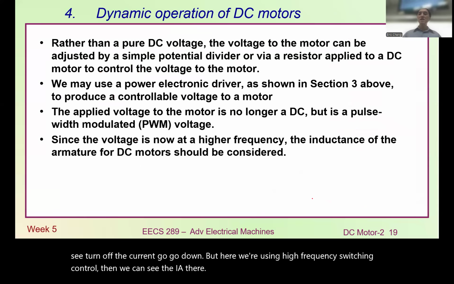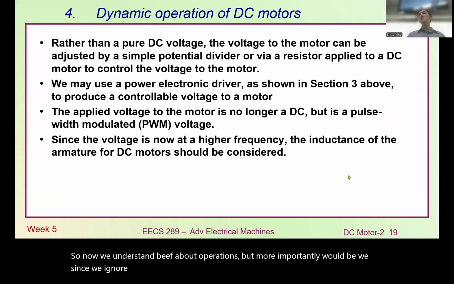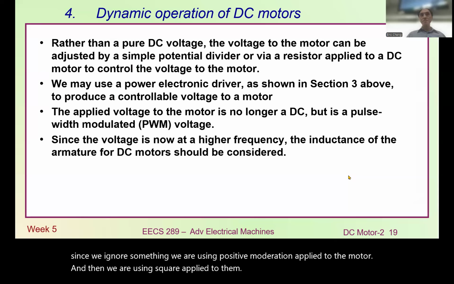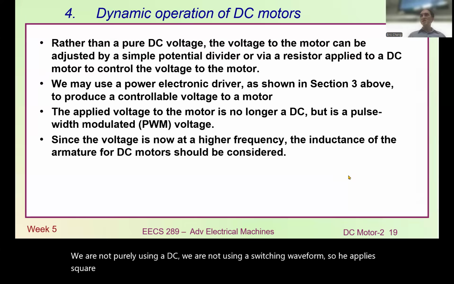So now we understand briefly about operations, but more importantly, since we ignore something, we are using pulse width modulation applied to the motor, and we are using a square wave applied to it. Then with the inductance, we are not purely using a DC. We are now using a switching waveform. So if we apply a square wave to an inductor, can you guess what will happen to the current?